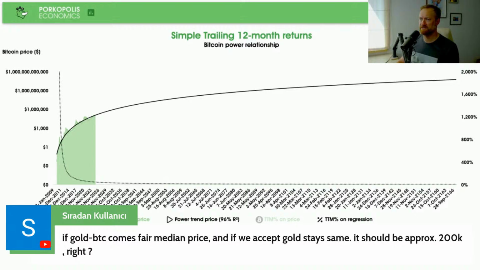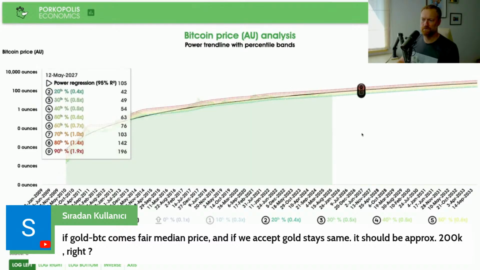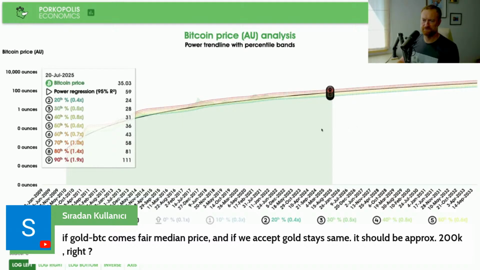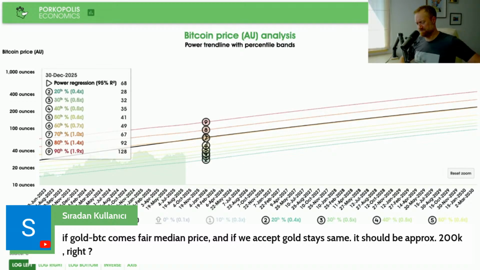It depends on what your time frame is here. Siradon, what is your time frame? So we can do, let's take the regression as an option. Let's go to the end of the year, just to keep it simple. All right, what's the actual? Is it 350 right now? I know it keeps rising.